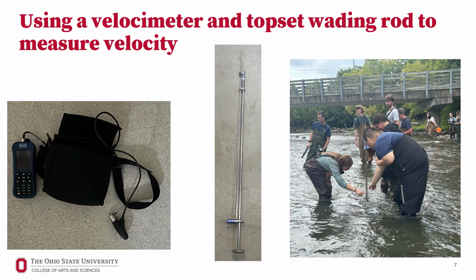Remember from the last lecture that the average velocity is measured at 60% of the stream depth. We will want to use the top set weighting rod to place the sensor at 60% depth, and then we will record the velocity of the stream in meters per second, which will be visible on the velocimeter handset.